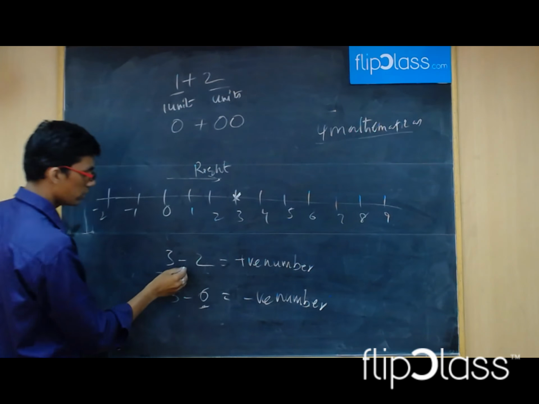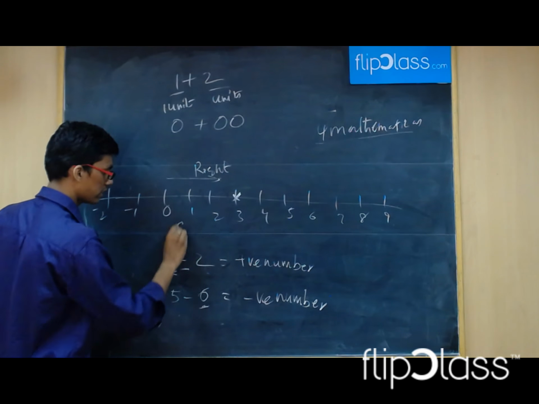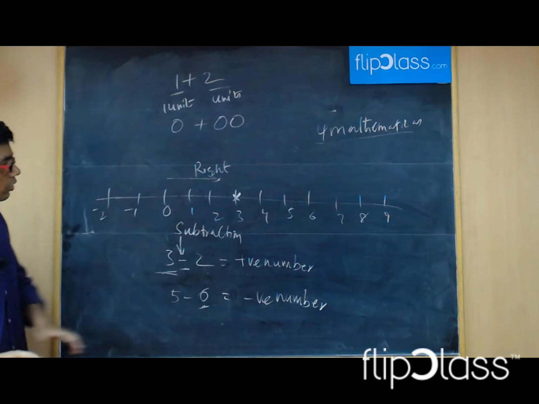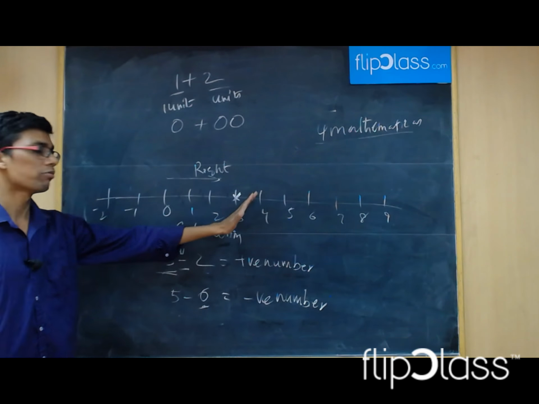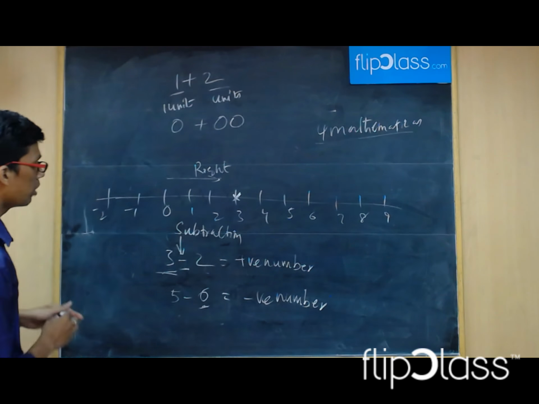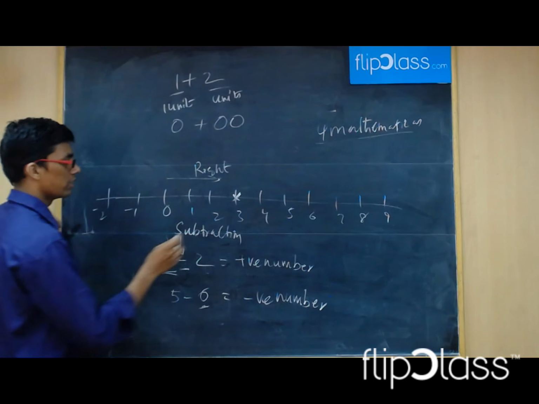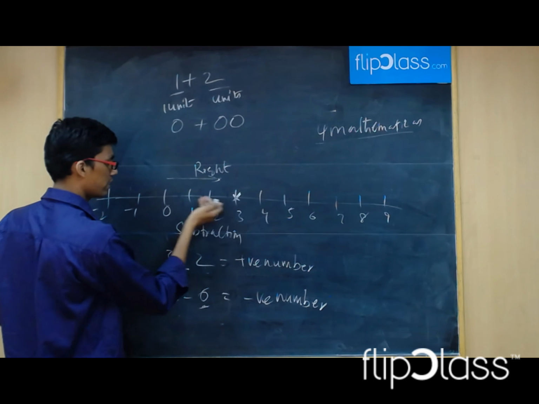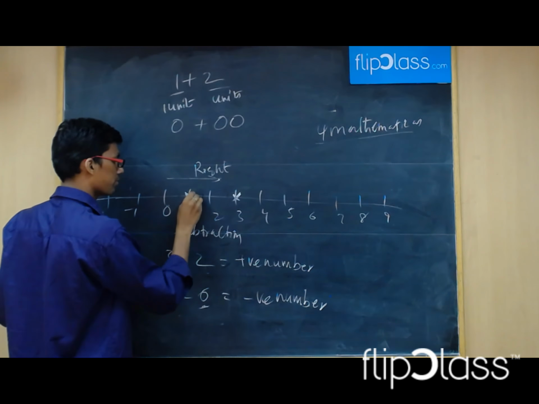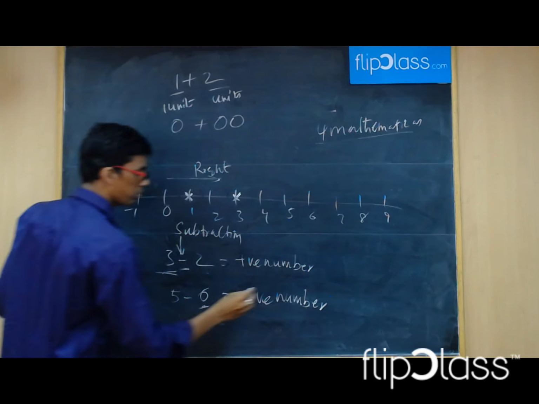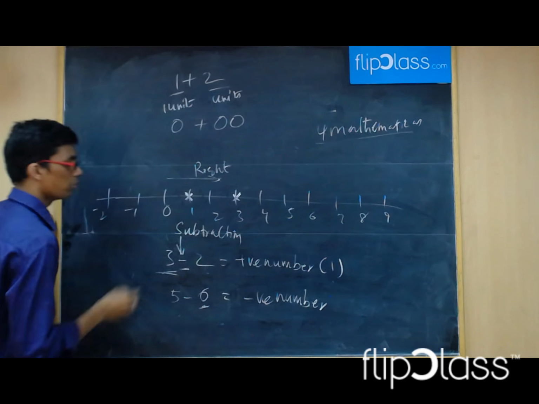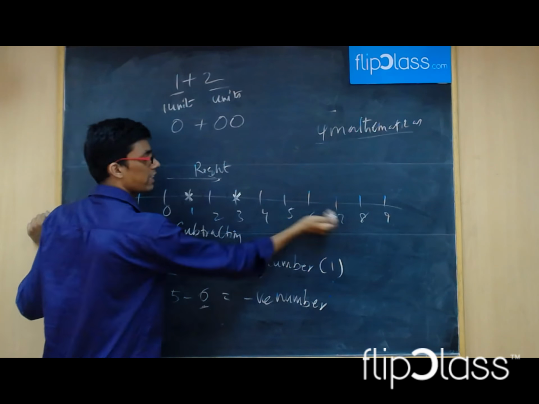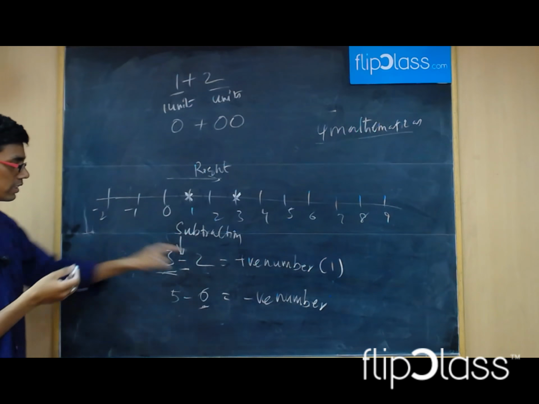Okay. So there is a subtraction symbol here. What do you mean by subtraction symbol? You have to move to the left. How many units do you have to move to the left? 2 units. Here was the third unit, so you move left 2 units: first unit, second unit. You end up here. So what is 3 minus 2? 3 minus 2 is nothing but 1, which is a positive number. Why is this a positive number? Because it is to the right of 0. So this is a positive number.